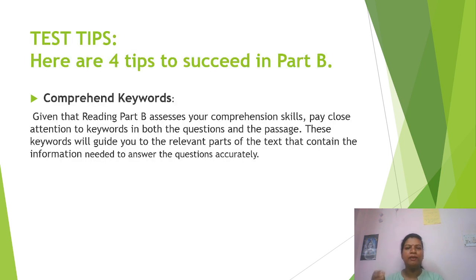Today I would like to give 4 tips to succeed in OET Reading Part B. You will get the question booklet first. Then you will get an announcement to open the question booklet. You have to open it. Then what do you have to do? You have to read the question first.